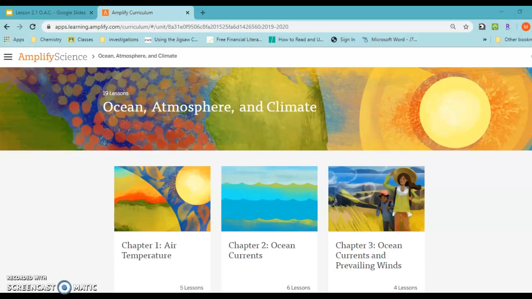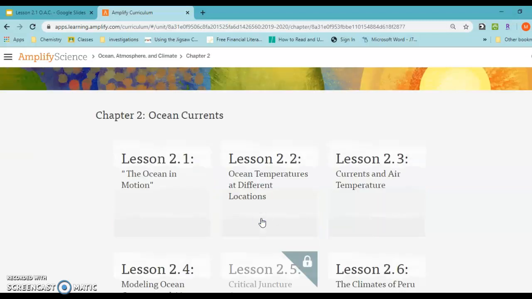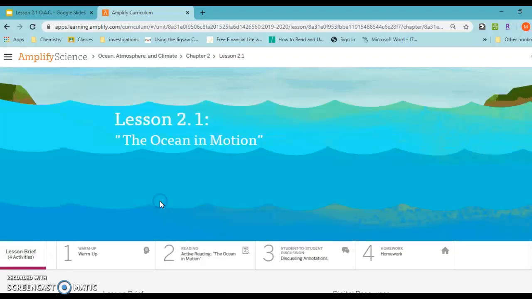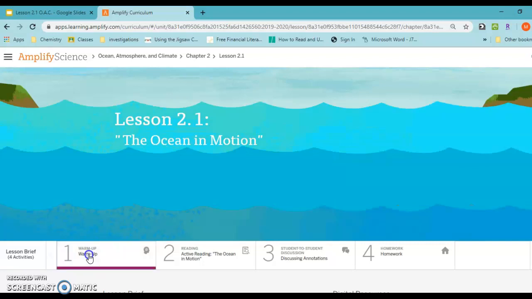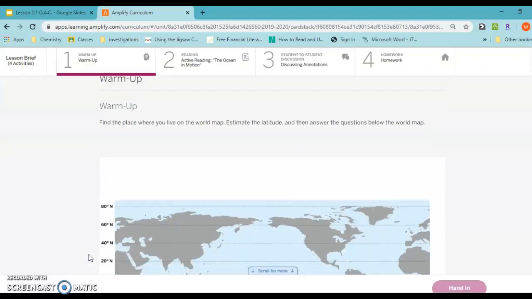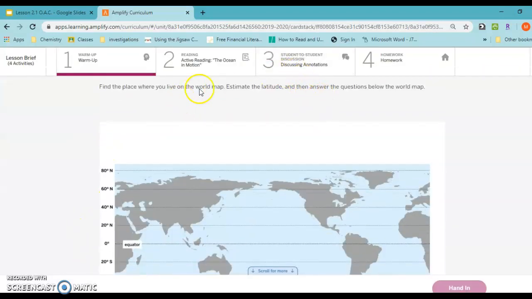Good morning, scholars. So, we are in Oceans, Atmospheres, and Climates. We're in Chapter 2, Lesson 2.1. And so, we're going to start with our warm-up. Right? So, it says, find the place where you live on the world map and estimate its latitude.